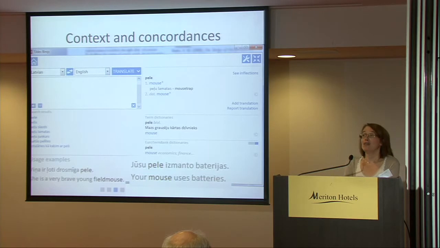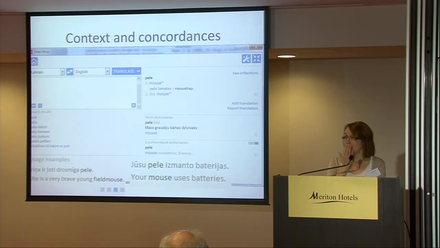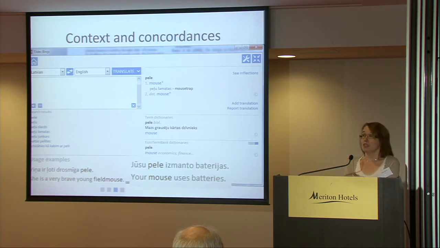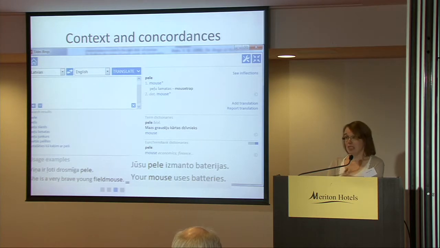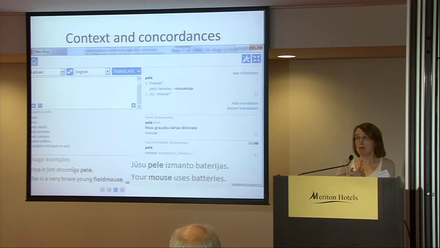Finally, when we wrote the paper, we wrote that it's a task for the future to integrate also samples from corpora. Already now we did it, so therefore I'm presenting it today. So the user can also see samples from corpora in the dictionary. For instance, there was a presentation about new meanings of a word. In one case it is the word pele, in English mouse, which has two meanings, animal and technological device. And browsing through the samples from corpora, you can distinguish these meanings better.